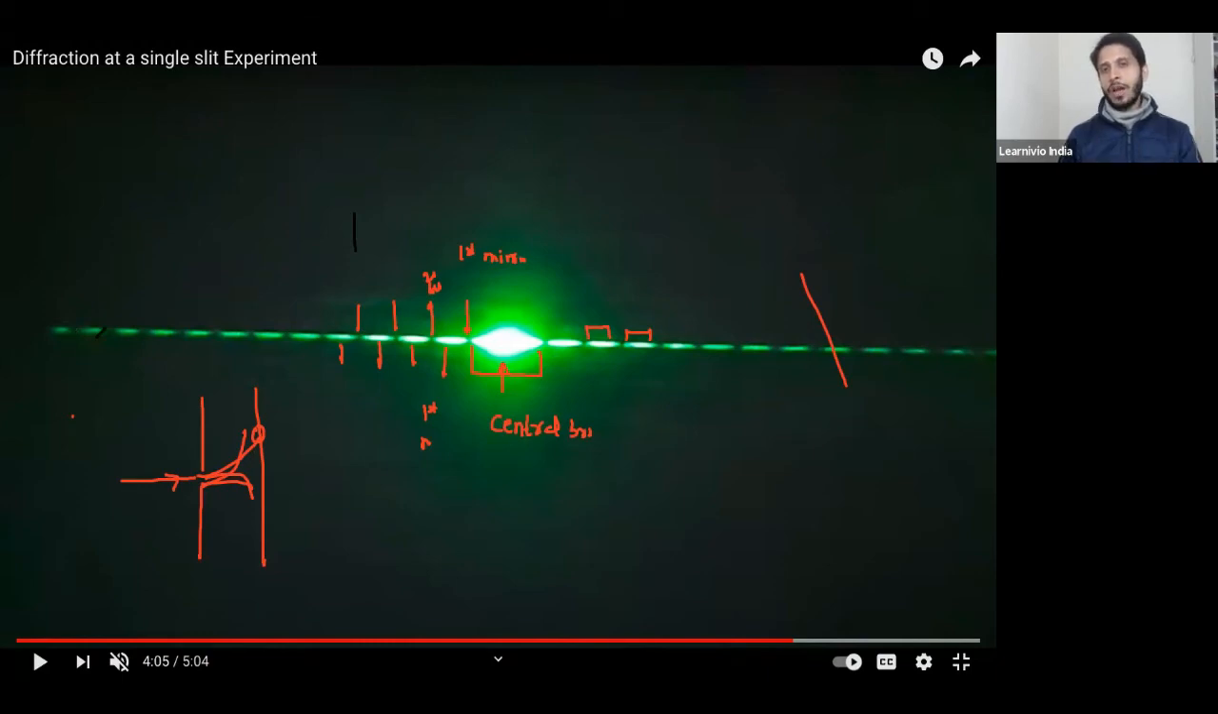So basically, you have to calculate this pattern. You have to calculate the conditions in terms of path difference for which you will get the central maxima. You have to calculate conditions in terms of path difference for which you get these maxima. You need the condition for these minima, in terms of path difference. Then they will ask you to calculate the width of this central maximum.